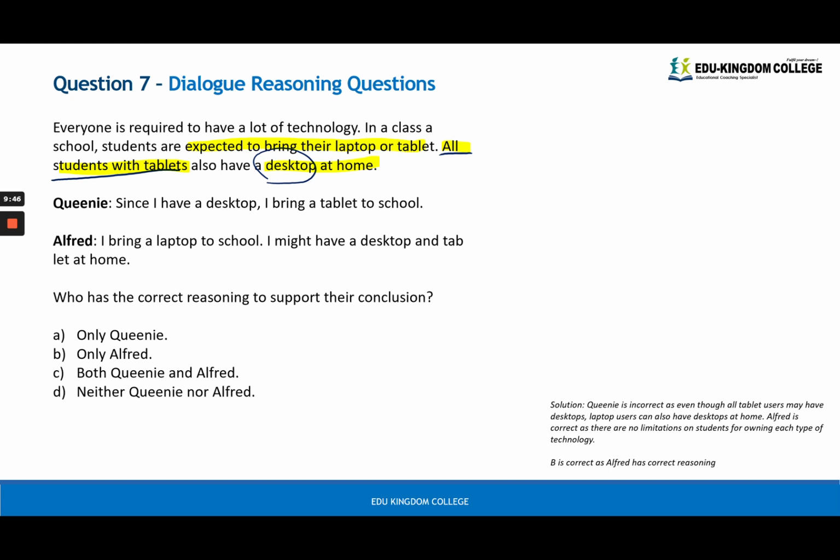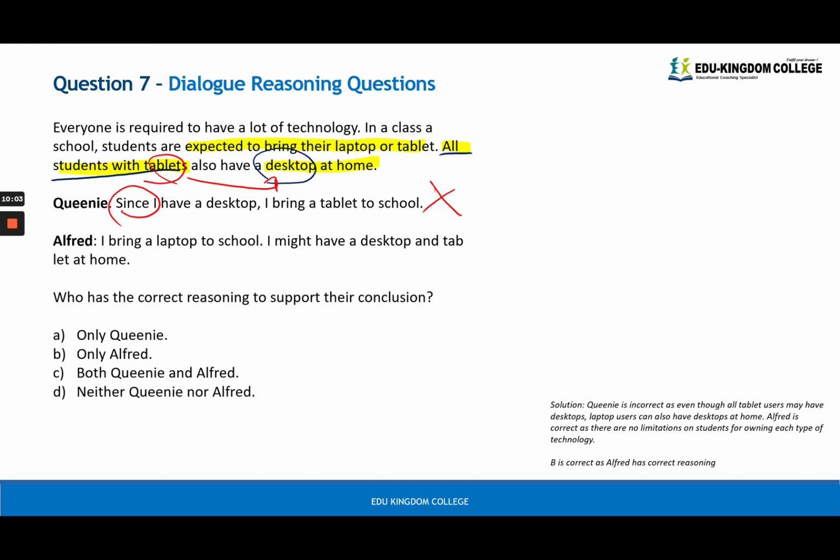Queenie says, since I have a desktop, I bring a tablet to school. Like I said, even though all students with tablets will have a desktop, it doesn't mean every single person who has a desktop has a tablet. So Queenie is wrong. She cannot say, since I have a desktop, I bring a tablet to school.